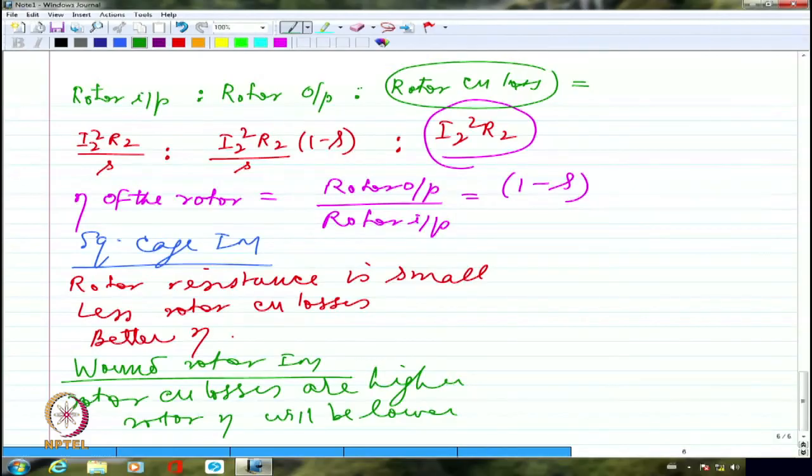Mechanical? Right. Even the input depends upon R2. I agree. But out of I2 square R2 by S, how much I am dissipating as the copper loss determines how much is coming as the output. So if I dissipate more and more, obviously I will have only less and less left over, right? Isn't it? After removing the heat loss, exactly. So if the heat loss is larger, I will remove more. So what is left over is less.